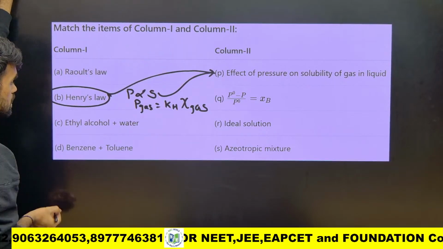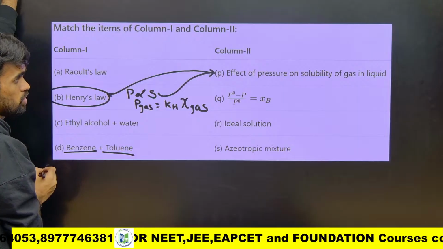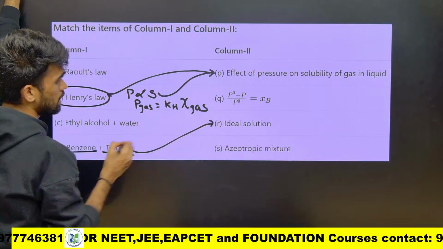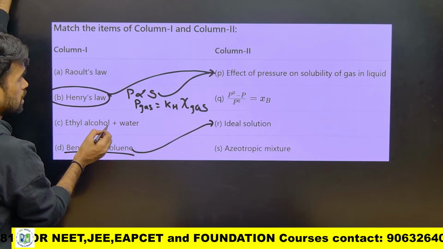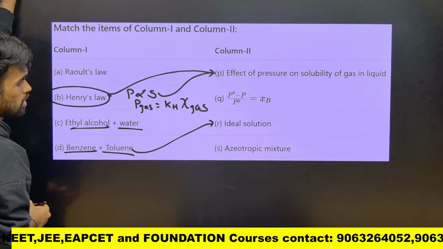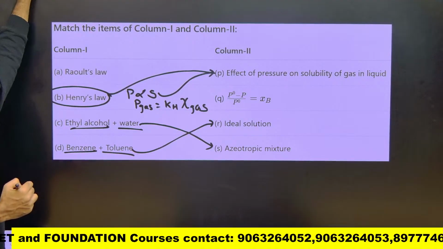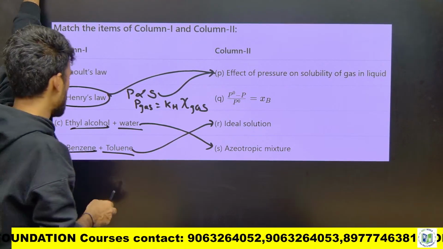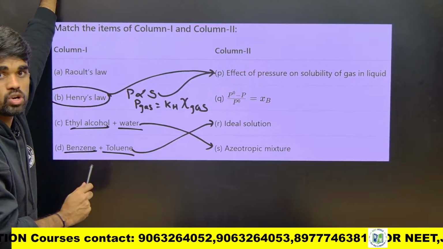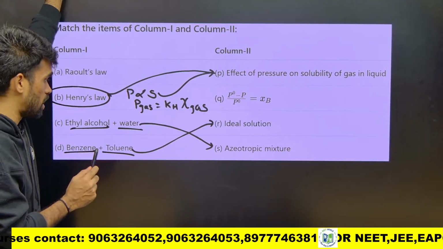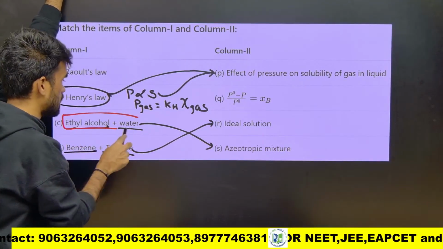Okay, the next, benzene and toluene, just now we have discussed. They form what? Ideal solutions. Now ethanol and water, they will form azeotropic mixture. So which type of azeotropic mixture I want to know from you. I am only giving one type of answer also. You just tell me based on our discussion.